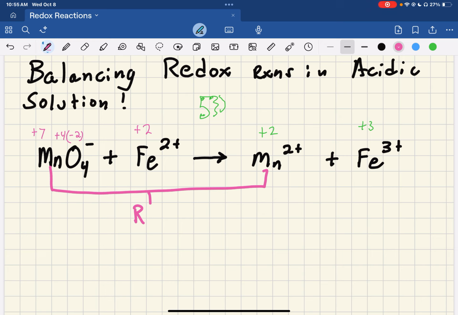Okay, R for reduction. Then we're going to take a look at the next thing, which is going to be iron. We're not going to look at oxygen because we don't care about oxygen. All we care about is the metals here, right?